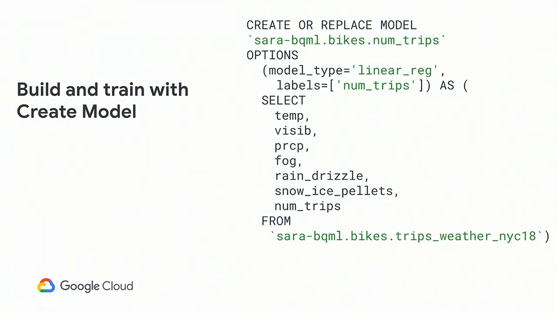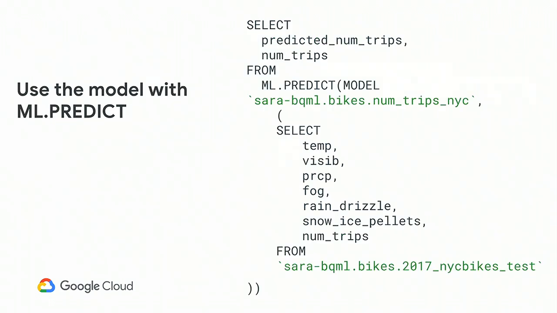So this is all of the SQL code you need to build and train your model. In this example, we're building a model to predict how many bikes are in circulation in New York, given some data on the weather for that day. So we tell it the type of model we want to use, the labels that we're using for the model, and then we tell it what table to grab the data from. And once this query finishes, we've got a trained model ready to go.